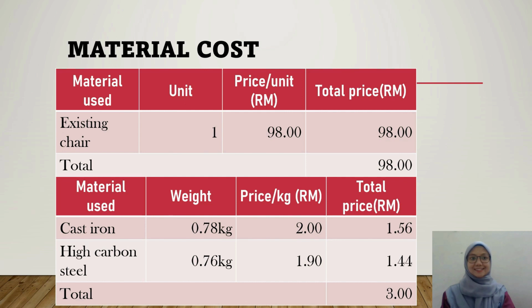Okay, so let's talk about cost analysis. For cost analysis, first we discuss material cost. Because the project is an innovation from an existing chair that has been used in classrooms, we decided to buy a suitable chair to do this innovation. The cost for the chair is RM98. Then we innovate the chair. We add support for the table and the mechanism for rotating the desk of the chair by using cast iron and high carbon steel. The total for these two materials is 3 ringgit.